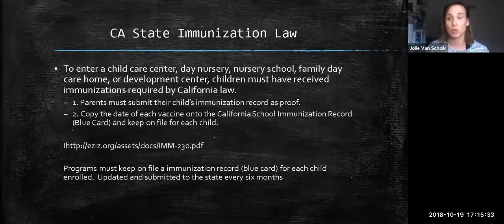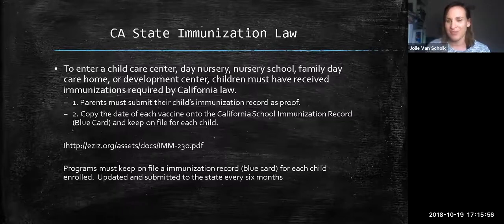They will send you free resources, brochures, and things to support and to educate parents on the safety and importance of vaccinating their children. What you do need to do is to make sure that they've submitted their child's immunization records as required. Then you need to keep it, and you need to have this blue card, the California School Immunization Record, and keep it on file as well.